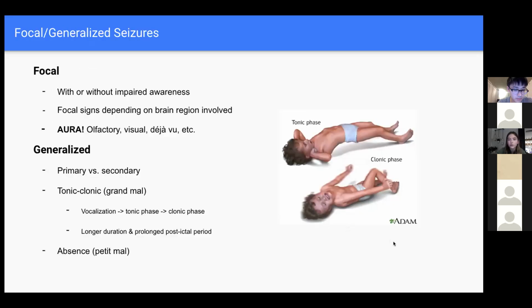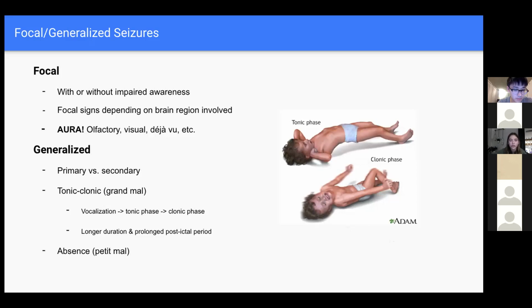So just going in quickly on focal versus generalized seizures. For focal seizures, as I mentioned, it could be with or without impaired awareness. And there are focal signs depending on the brain region that's involved, so those could be variable. Lastly, importantly, there could be an aura, which is like the onset of a focal seizure, where there are specific symptoms like olfactory symptoms, visual symptoms, sensation of déjà vu, things like that.